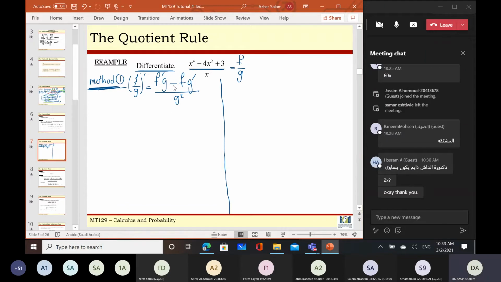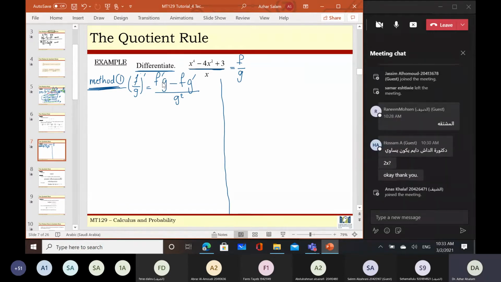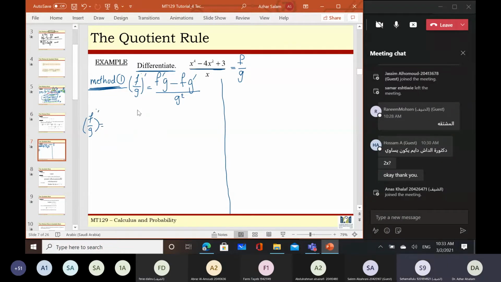Now we will apply. I have here f dash, which is the numerator. I will differentiate the numerator. I will write (f divided by g) dash is, the derivative of the numerator. Of course here, so I don't forget, the second function squared. Do not forget it. The derivative of f, which is the derivative of the numerator.